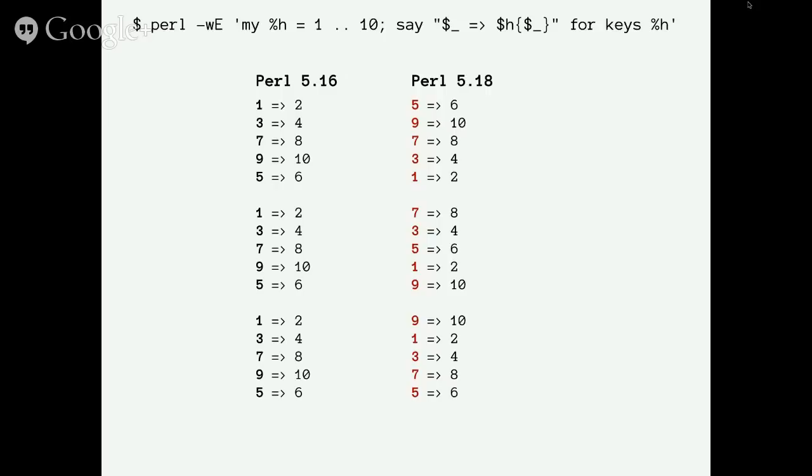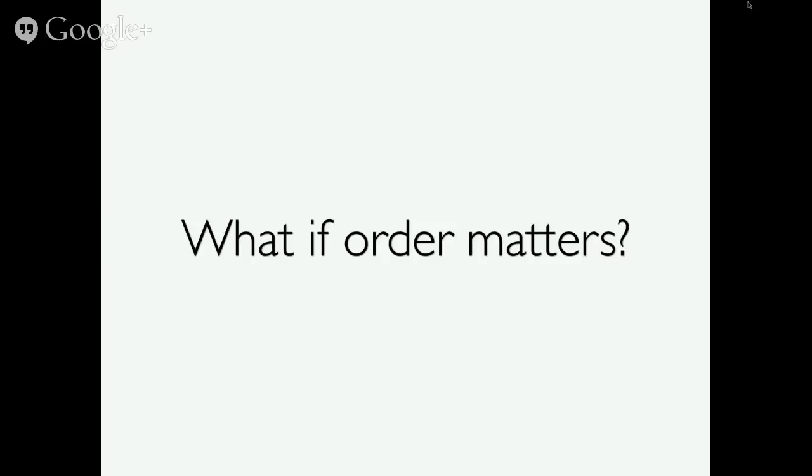Some code expected keys to come out in a certain order, and broke under 5.18 when the keys came out in a different order. So okay, that's fine, as long as you know that you can't depend on an order. Perl hashes are very useful. We use them all the time.